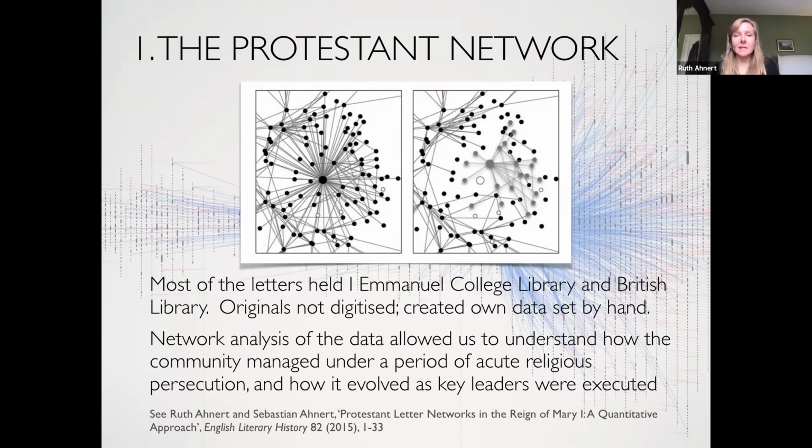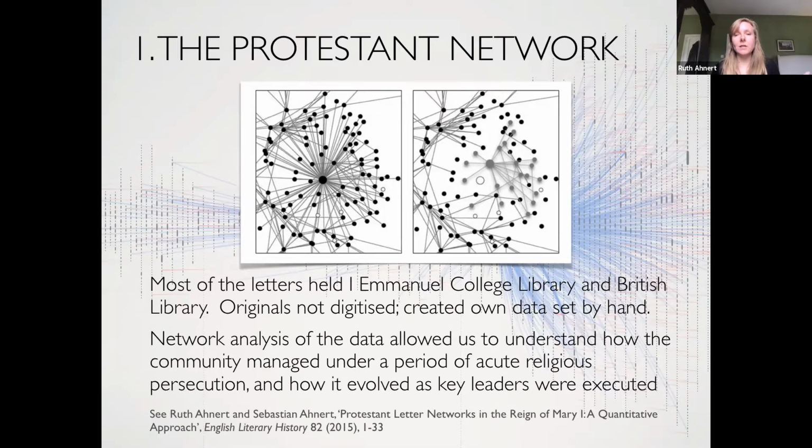And the analysis of these letters was published in ELH in 2015. You can see the reference at the bottom of the screen. And it allowed us to understand how the community managed during a period of acute religious persecution and how it evolved as key leaders were executed. And you can see the impact of the execution of one of those leaders in the slide here, when John Bradford was burnt at the stake.